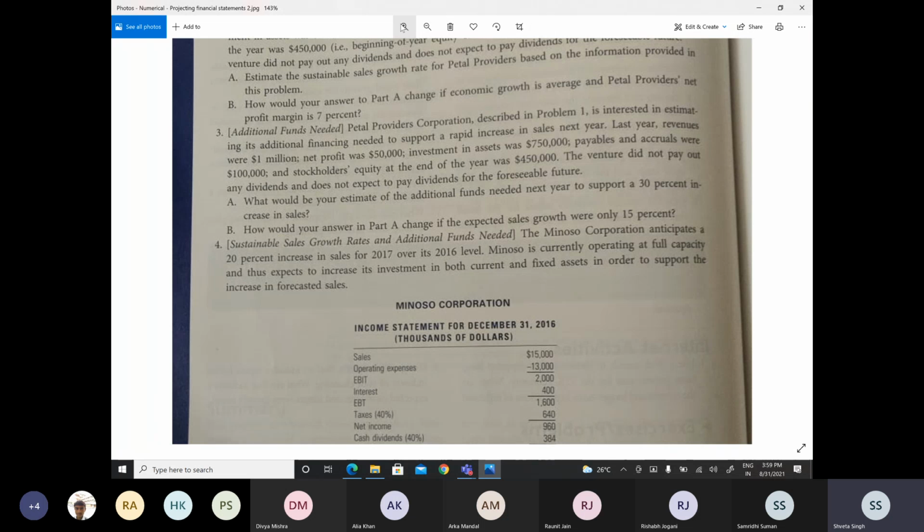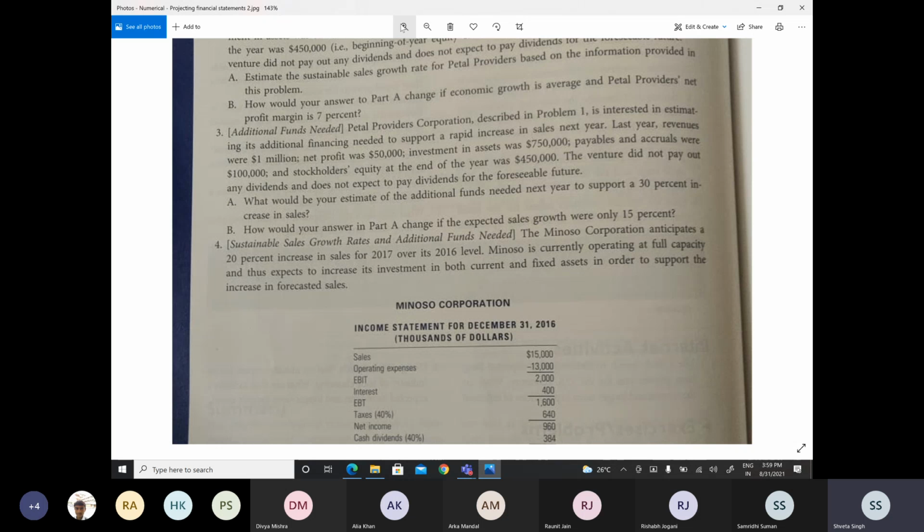What would be your estimate of the additional funds needed next year to support a 30% increase in sales? And how would your answer in part A change if the expected sales growth were only 15%? So over here, we are trying to look at what would be the additional financing required by Petal Providers if we support a 30% growth in sales and if we project a 15% growth in sales.